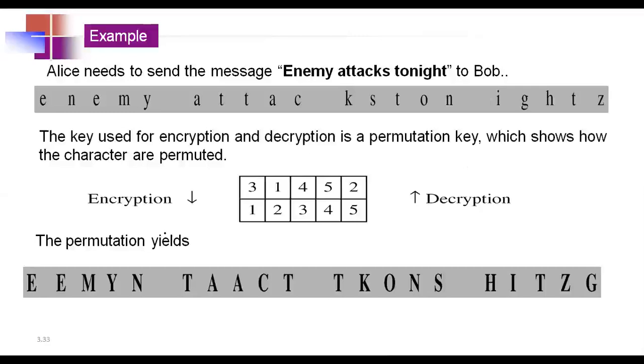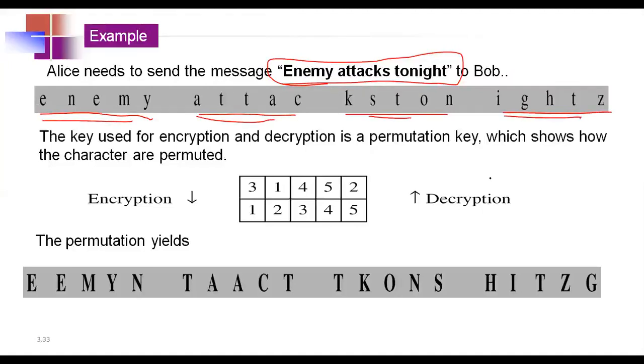Example. Alice needs to send a message, the plain text message: "Enemy attacks tonight." It is the message Alice wants to send to Bob. Now write down this message as 5 characters each: ENEMY, ATTAC, KSTON, IGHT. Divide the plain text into 4 blocks. Each block contains 5 characters: first 5 characters, second 5 characters, third 5 characters, and so on. So there are 4 blocks.